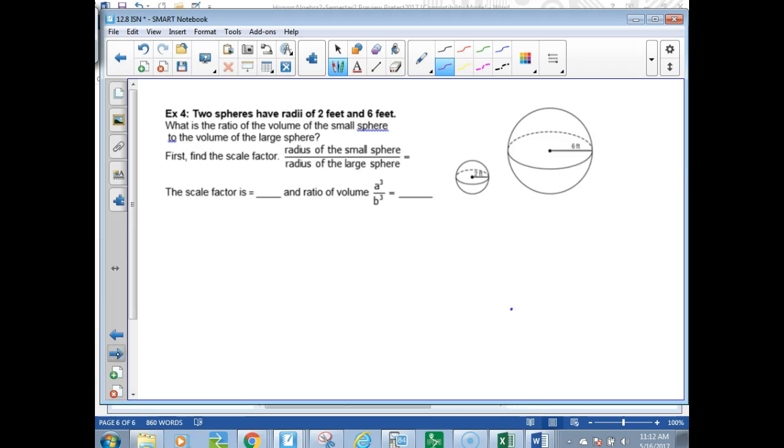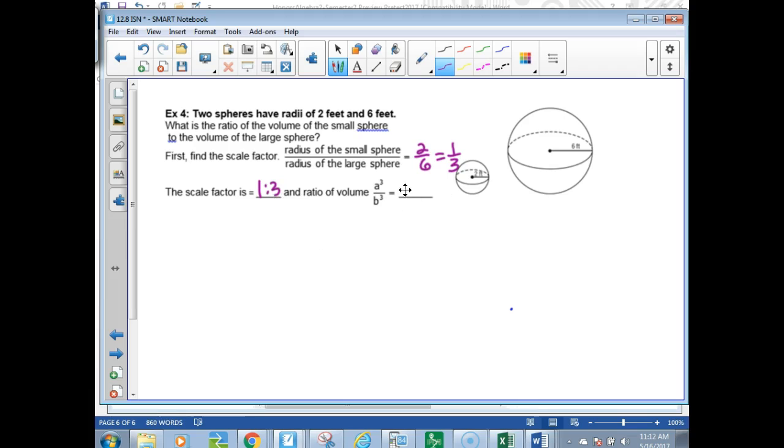All right, now, two spheres have radii of 2 feet and 6 feet. What is the ratio of the volume of the small sphere to the large sphere? First, the scale factor is radius to radius, which is 2 to 6. 2 over 6 can be reduced to 1/3. Now, that is the scale factor, 1 to 3, or 1 over 3, I don't care how you write it.